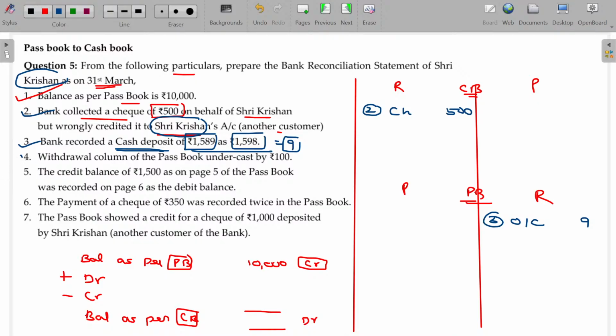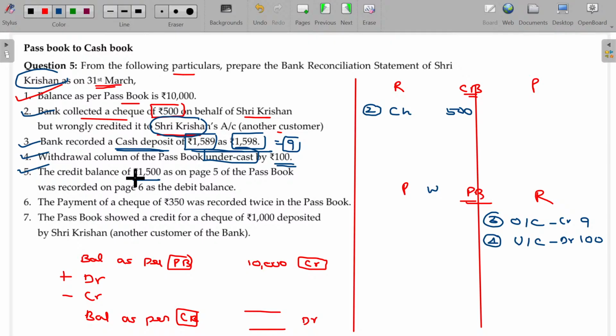Now, withdrawal column of the passbook undercast by 100. Withdrawal column. So this is receipts and payments. Automatically payment will be the withdrawal column. In the withdrawal column, 100 rupees undercast. Undercast should be posted on which side? The other side. This is the withdrawal column, so you have to post the other side here. Fourth one. Overcast in credit side, undercast in debit side. The value being 100. Is that clear? Undercast should be posted on the other side. Overcast should be posted on the same side.